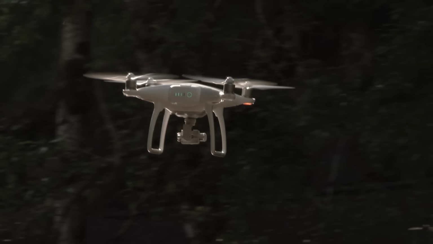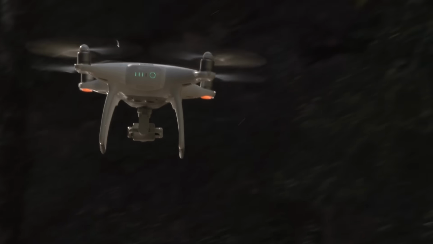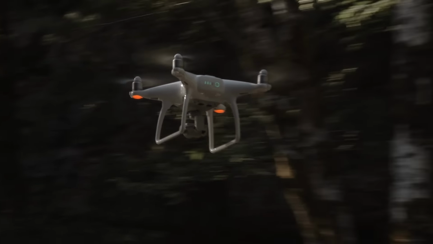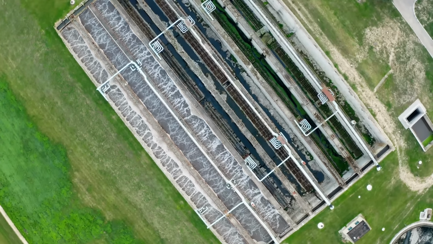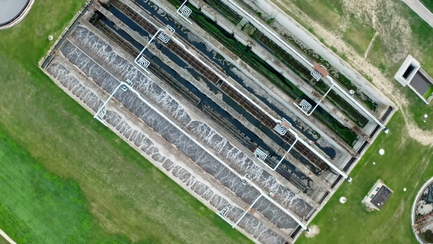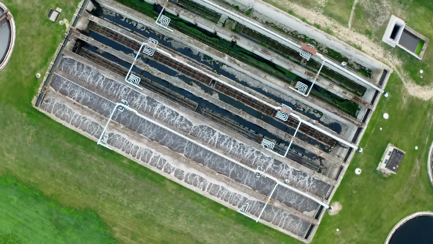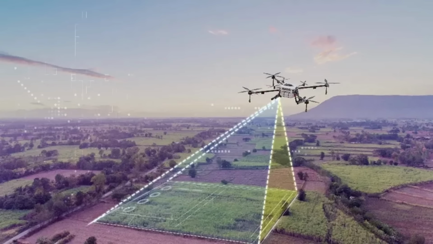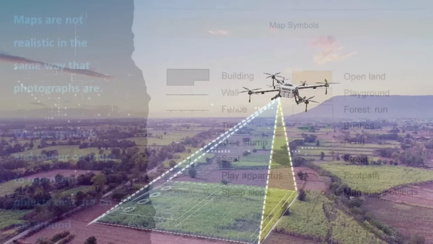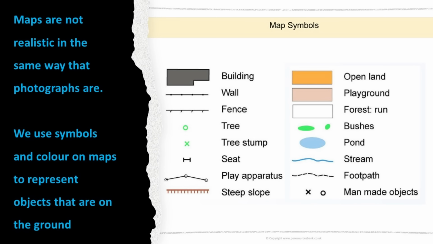Maps show the view of the land from directly above. Vertical aerial photographs also show a view of the land from directly above the ground. Map makers use vertical aerial photographs to help them make maps. In earlier grades you learnt part of the map language that helps you to read and interpret maps. Maps are not realistic in the same way that photographs are. We use symbols and color on maps to represent objects that are on the ground.